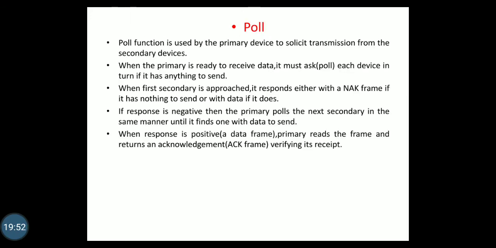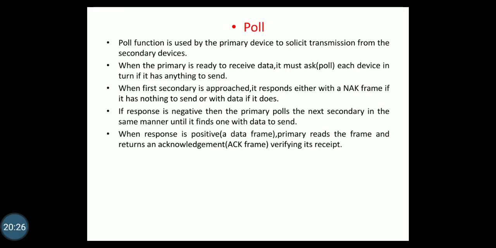Next is poll. This is also a function, and it is used by the primary device to solicit transmission from the secondary device. When the primary is ready to receive data, it must poll each device in turn to ask if it has anything to send. When the first secondary is approached, it responds either with a NAK frame if it has nothing to send, or with data if it does.